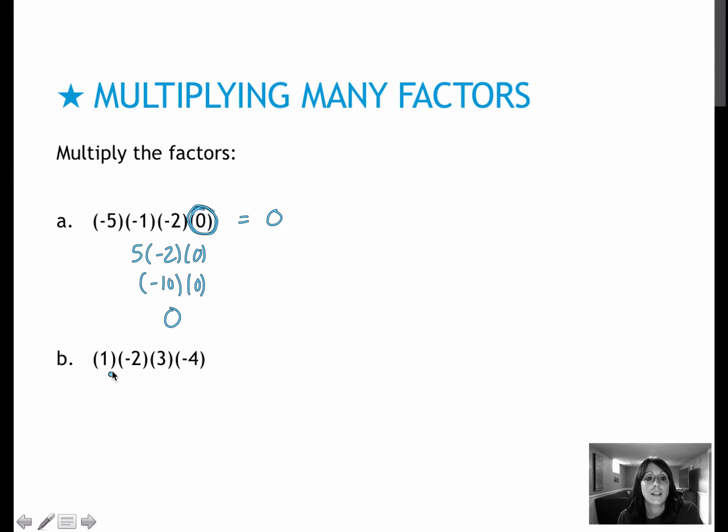For my second, I have 1 times -2 times 3 times -4. 2 negatives there mean my result will be positive. Again, you can multiply left to right. 1 times -2 is -2. -2 times 3 is -6. And -6 times -4 is +24.